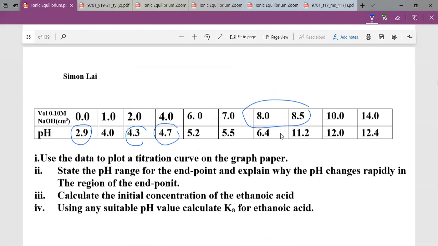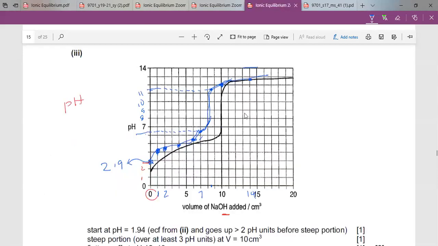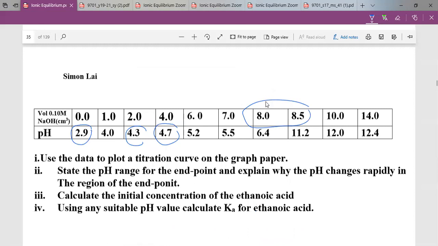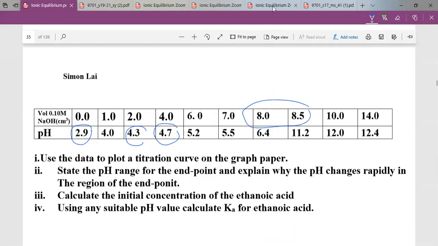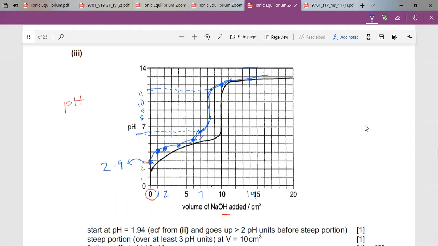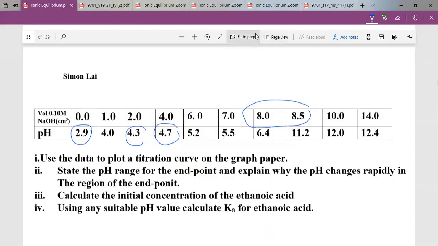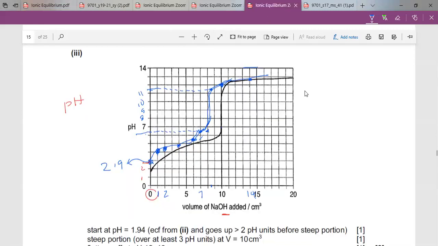Let me just check. Volume is 8. Okay, correct. 8 here. I didn't put 8, sorry about this. 8 is 6.4. See, there's no 7, is there? 7, 5.5. See, it's so easy to get lost. 5.5 is here. That's why this is a bit odd.